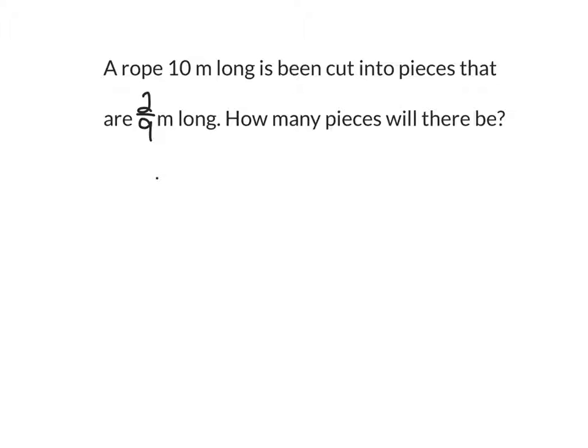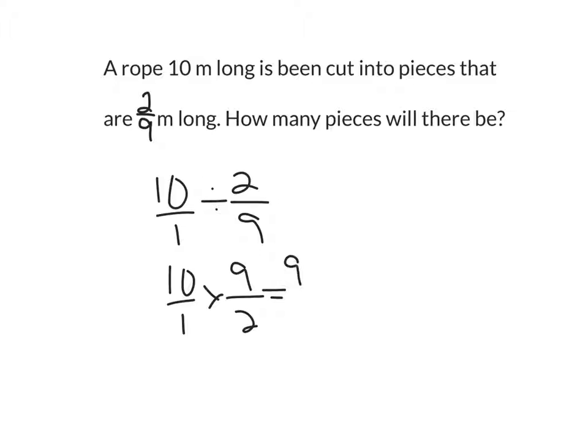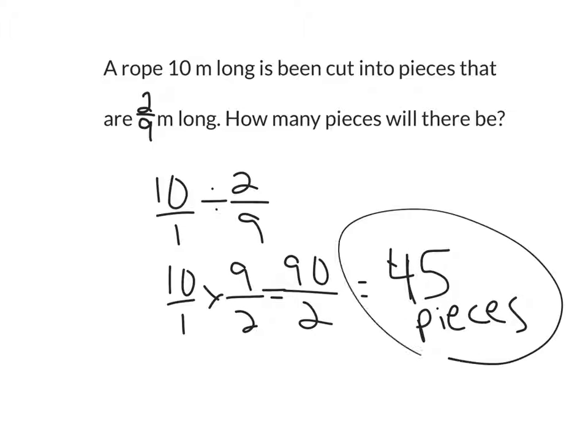So we're starting with a 10 meter long rope. We're dividing it into 2/9. So 10 divided by 2/9, and keep, change, reciprocal, we can work that out easy enough. If you divide, you'll get 45 pieces. Okay, again, mainly is that we understand what the setup would be. You guys are good from there.